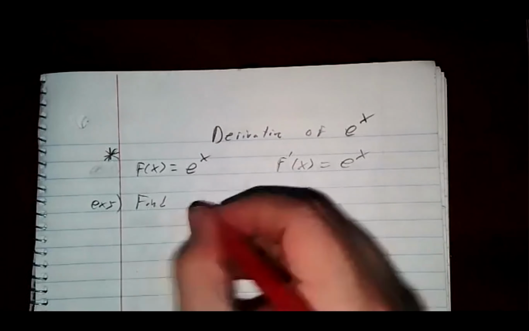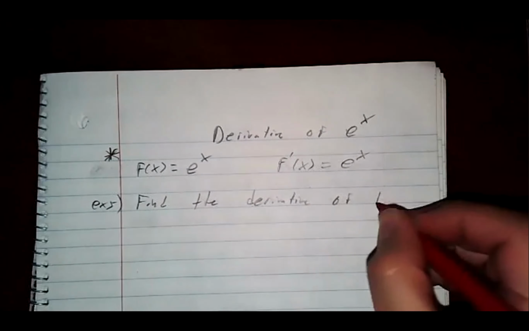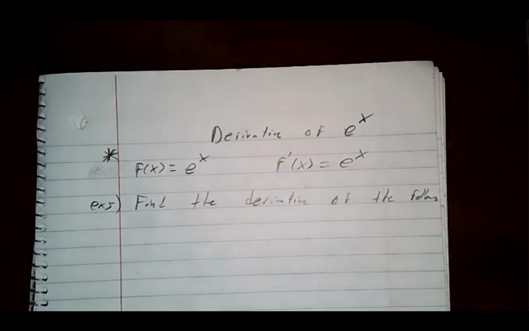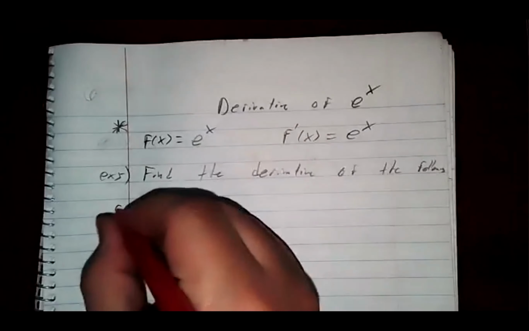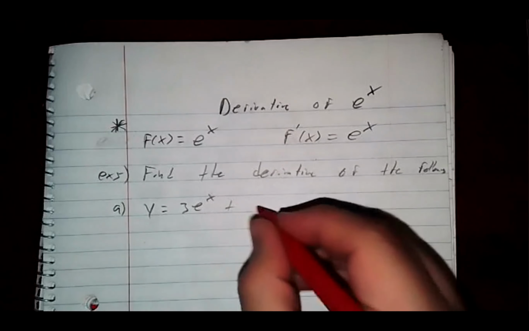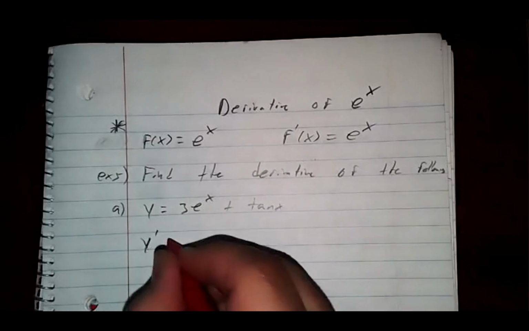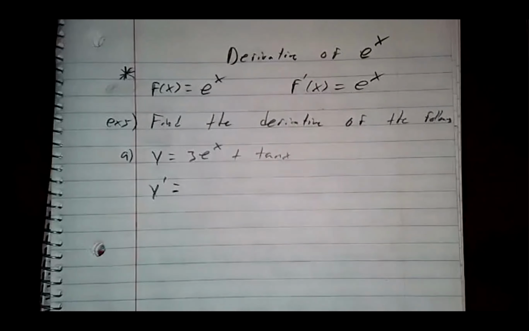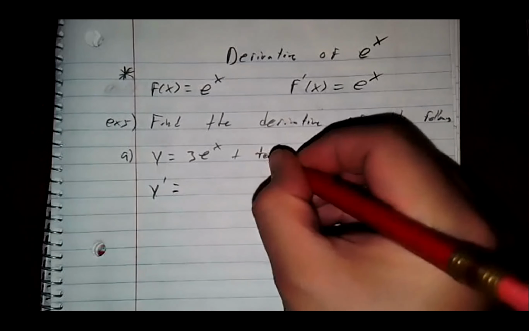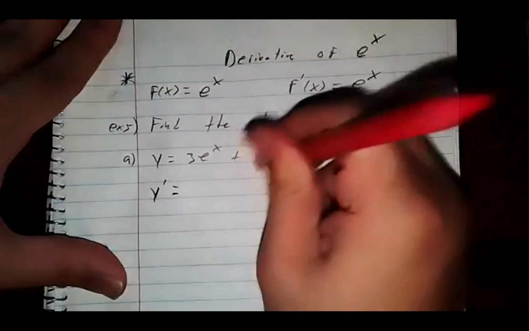So find the derivative of the following. Okay. So part A, let's say your function is equal to 3e to the x plus tangent x. What is the derivative? Y prime or dy/dx? Same question. I wrote that ugly, but oh well, you know what I'm saying, right?